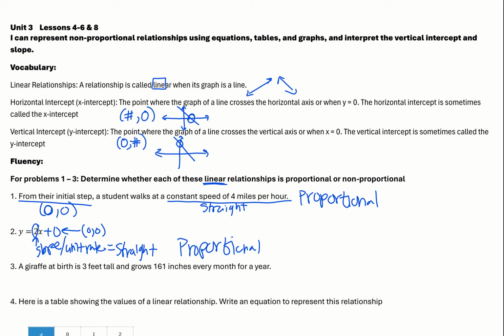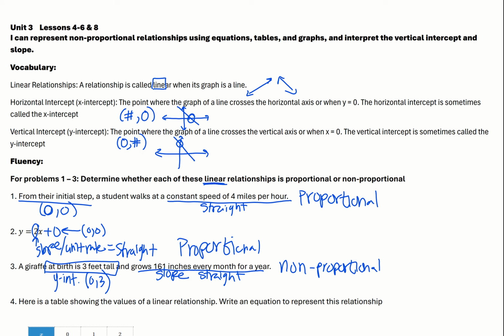There's no plus. And then 3, a giraffe at birth is 3 feet tall and grows 1 61 inches every month. So this is our slope, okay? And so that means it's going to be straight. But at birth, he's already 3 feet tall. That is a head start. This is our y-intercept. I'm going to shorten it. That's at 0, 3. He's already at 3 feet the moment they're born. So this is non-proportional. The giraffe had a head start as soon as they were born.